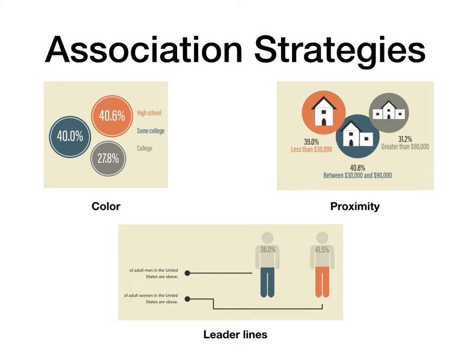I use all 3 association strategies within my infographic. On the left, I match the color of the label with the corresponding circle. On the right, I use proximity and color to label the corresponding levels of income. And on the bottom in the middle, I use leader lines to label the gender.